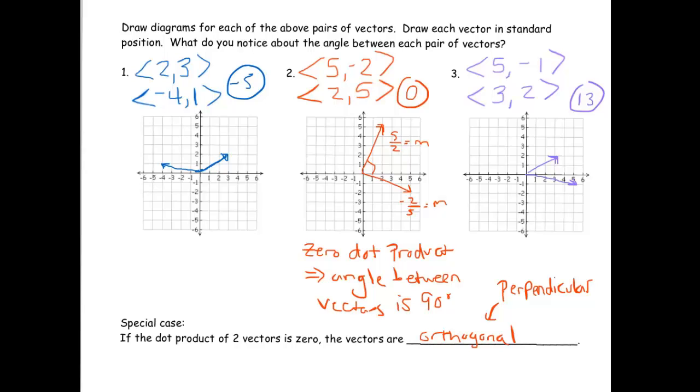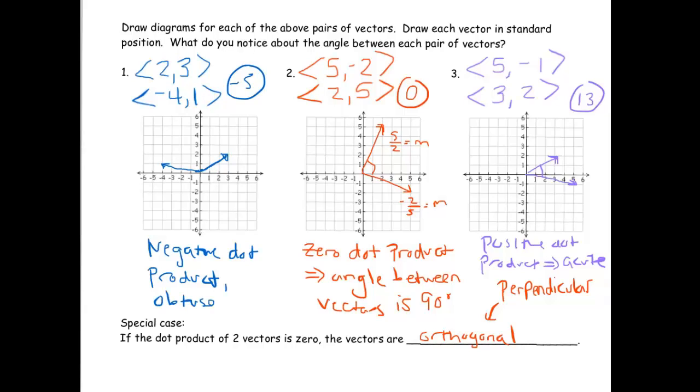The dot product to the right here was 13, which is a positive number. So a positive dot product implies that there's an acute angle, right? The angle between them was acute. And sure enough, when the dot product is negative, the angle between them is obtuse.